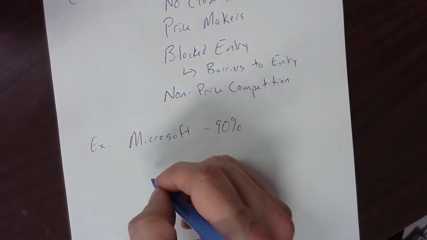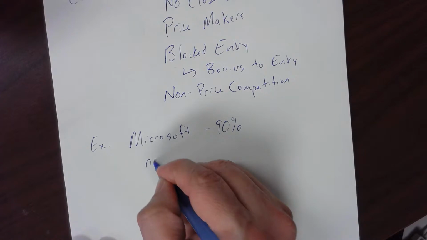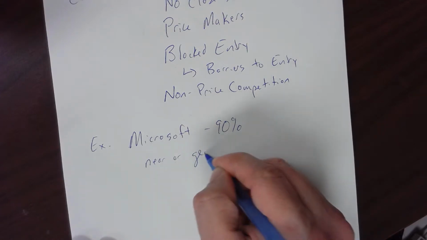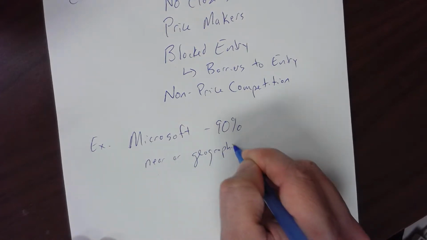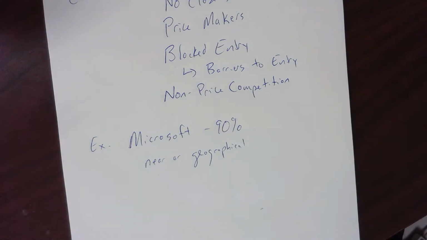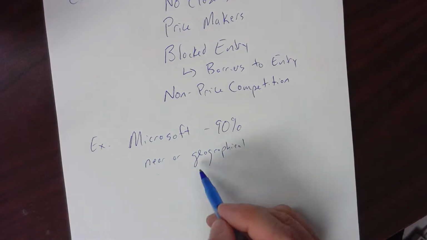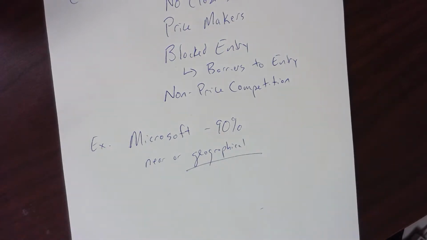We do have some near or geographical monopolies, meaning they are the only one near the situation. For example, before the Jewel went in Spring Grove, the only grocery store in Richmond Spring Grove was Vans. So in essence, if you needed something, you had to go to Vans, which gave them a geographical monopoly.